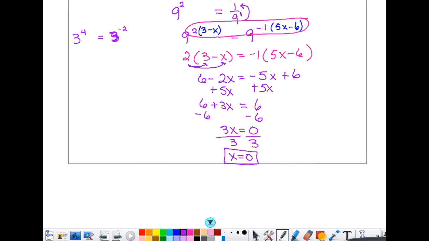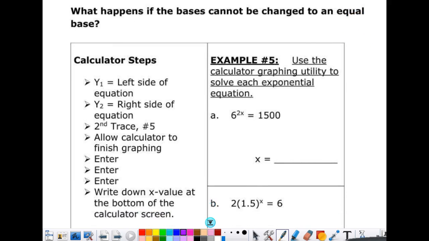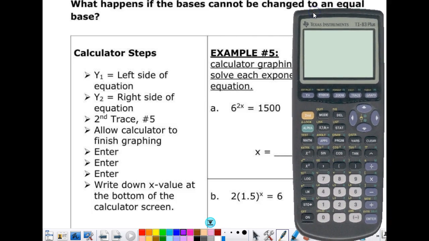Okay, so on the next page, what if the bases can't be changed to be the same? So for instance, a 6 and a 1500, we can't make those the same. So what we do is we have to use our calculator. And y'all will find this easy because you've done these steps before. Okay, so you get your calculator out and turn it on.